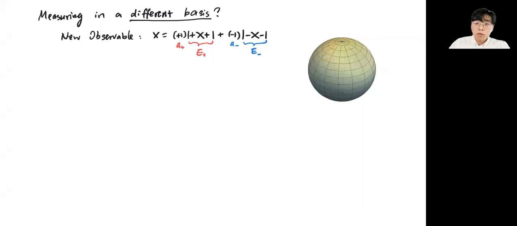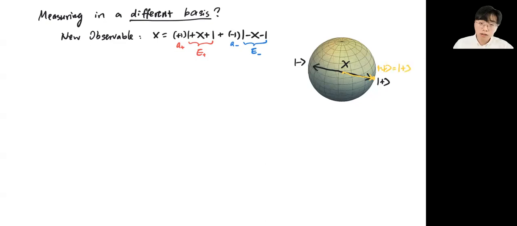Now, what if we measure in a different basis? This time we specify a new observable called X, which represents the projections onto other states, namely the plus state and the minus state. Again, I'm writing down the observable as a summation of the two projectors, E plus and E minus. Now assume we are still using the same quantum state psi equal to the plus state.